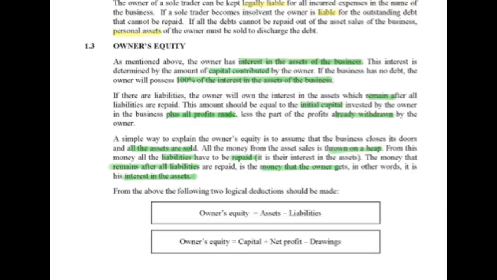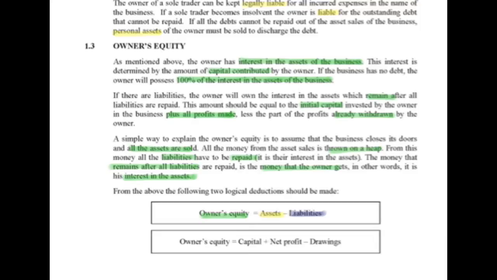interest in the asset. So if we take a logical deduction from all of this and draw up an equation, our equation would say owner's equity is basically all assets minus all liabilities. So I've liquidated, that's the fancy term we use. I liquidate all of my assets. Then with the money I get from my assets, I first pay back all of the liabilities, all the people I owe money to, and then whatever is left, that is known as owner's equity.